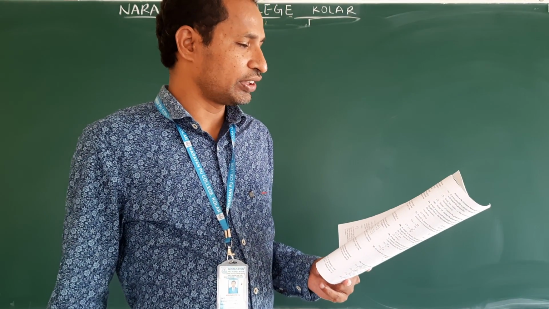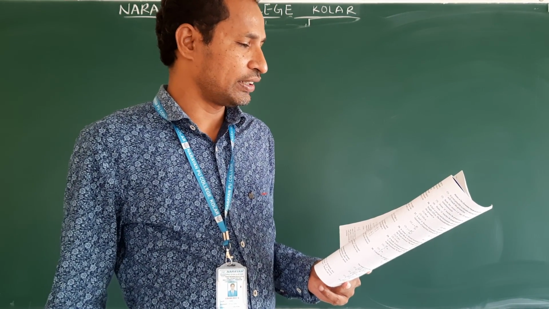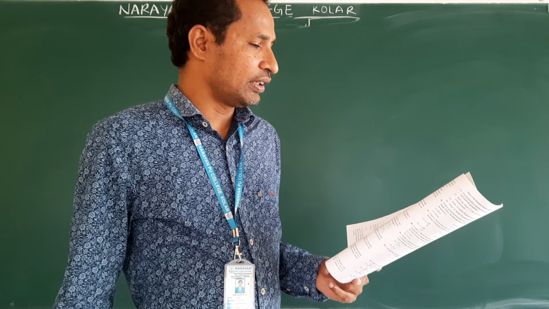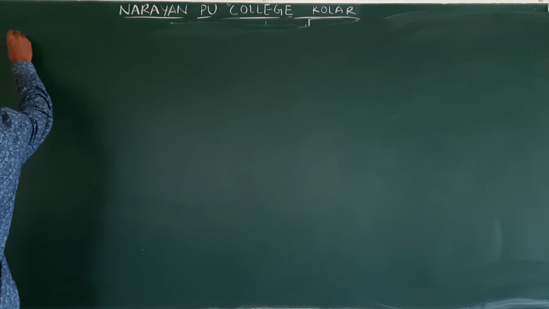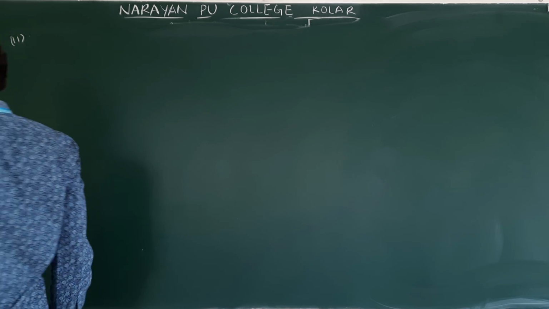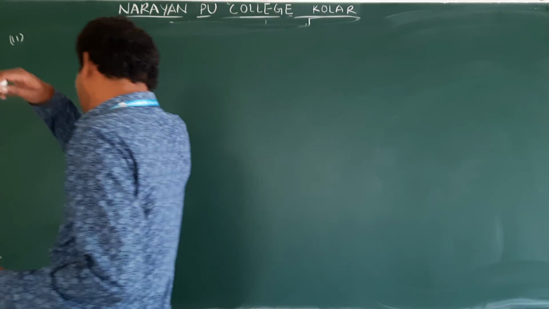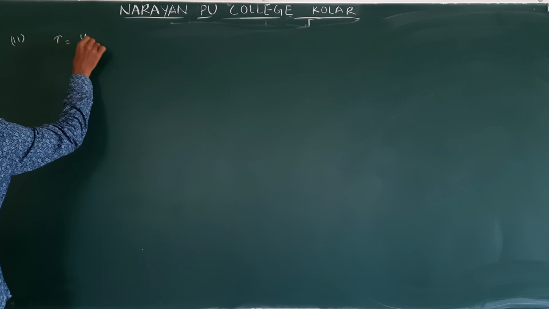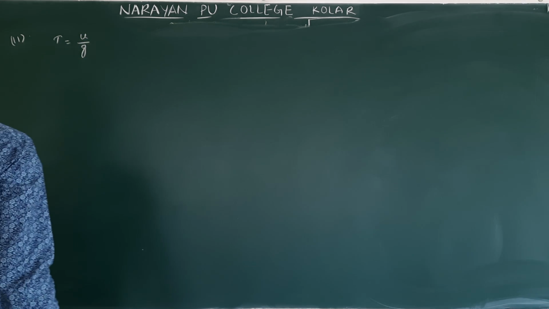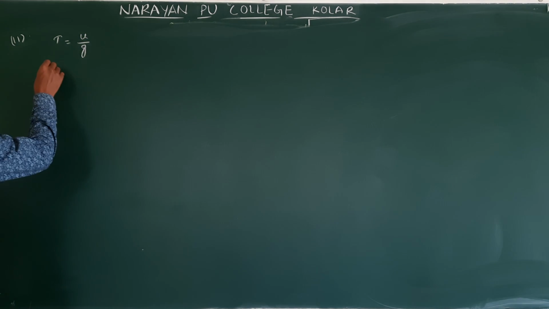11th. If a particle is projected with a speed u and its time of flight is u by g, the maximum height attained by the particle is? So, the time of flight of the particle, capital T, is given as u by g. Then they are asking for the maximum height.